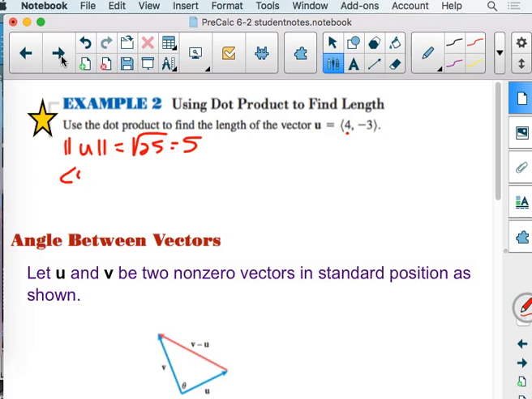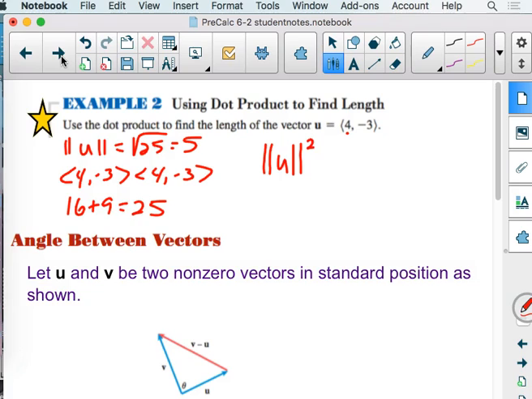Well, if we do the dot product of 4, negative 3 with itself, we're going to get 16 plus 9, which is 25. Then I remember that's the magnitude of u squared. So I'd have to take the square root of both sides. And that would give me 5.